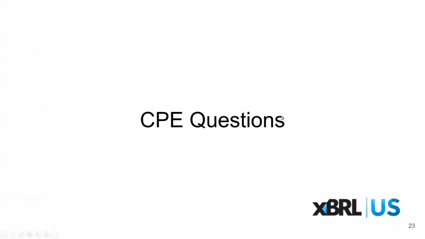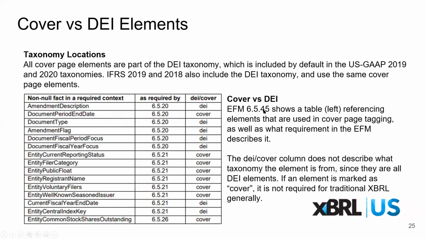Okay, so let's talk a little bit about cover page elements and the element choices you're going to be making and how you actually can tag these. So when you're going through the EDGAR Filer Manual, Scott suggested you take a look at it, and I would definitely second that. It has a lot of useful tables in there, and it's going to be talking about cover page and DEI elements.